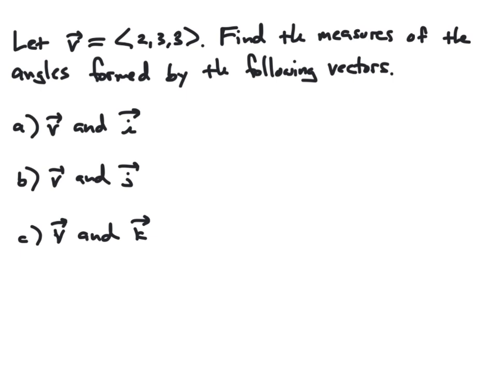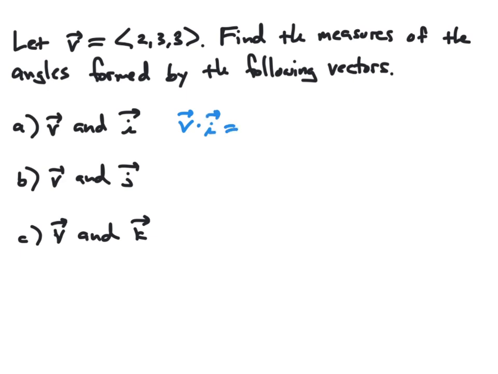In order to do this, we're going to use the fact that the cosine of the angle between two vectors is the dot product of those vectors divided by the product of the magnitudes of those vectors. Before we get into those calculations, we can record some facts about our magnitudes and dot products that will help us to do the calculations in an efficient manner. For example, in part A, we're going to have to find the value of v dot i.